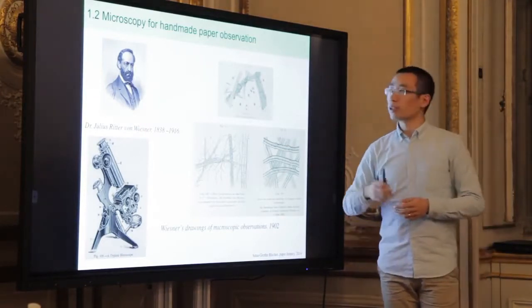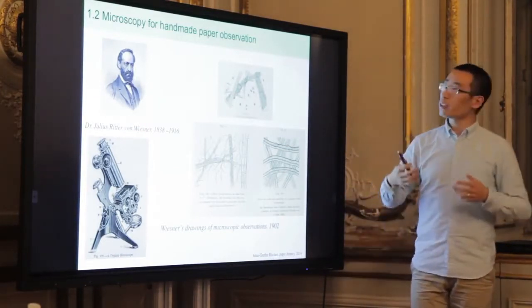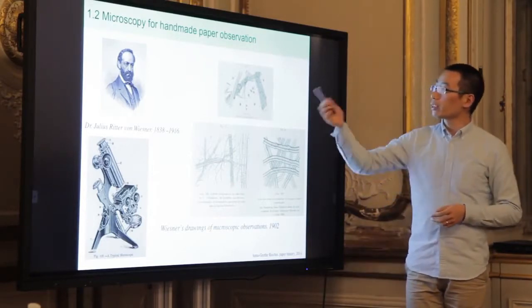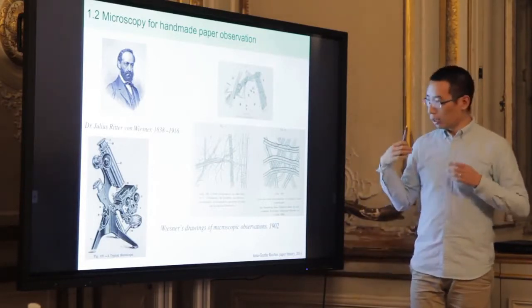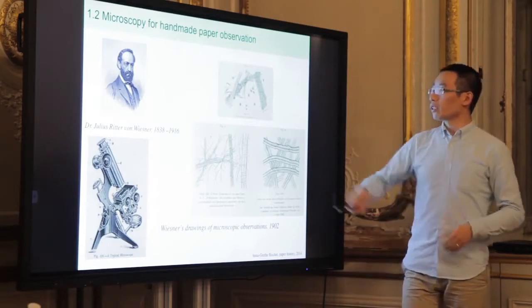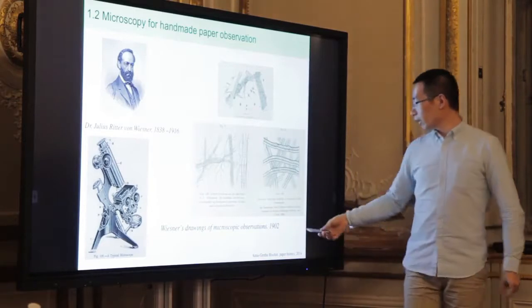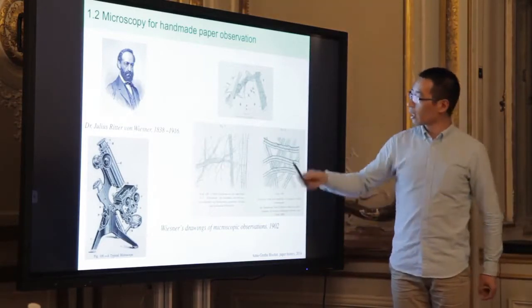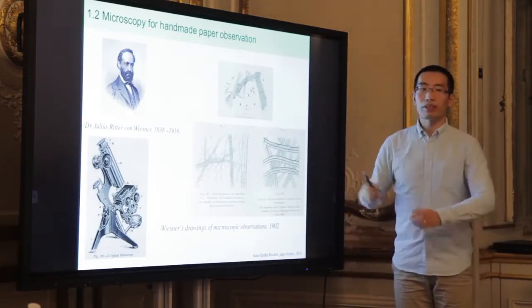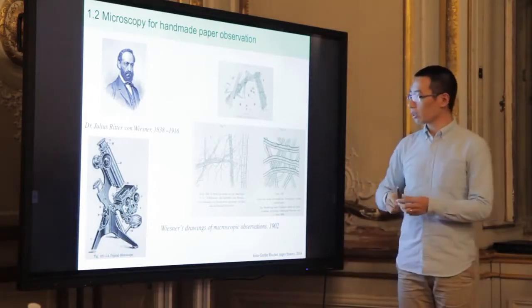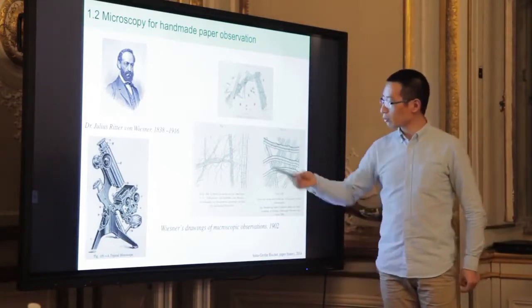With the establishment of the cell theory and the invention of the microscope, it has been applied to the examination of papers. The early work was done by Julius Wiesner in the early 19th century. At that time, they didn't have a device for recording, so you had to draw it. So it's drawings. It's very nice.